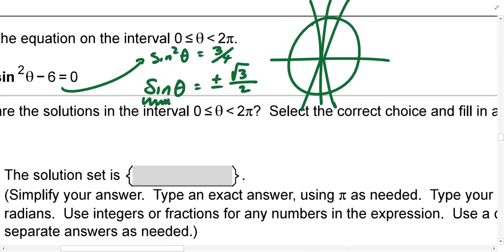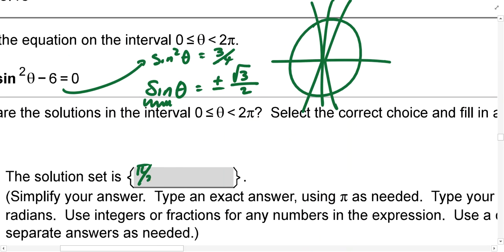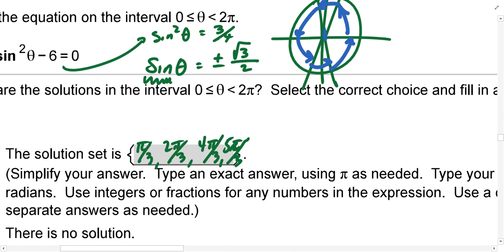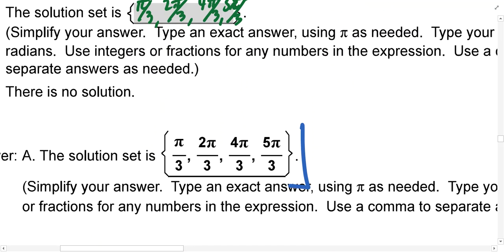Well, that's those positions. So we're dealing with pi over 3, 2 pi over 3, let's see, 3 pi over 3, 4 pi over 3, and 5 pi over 3. A little rusty with my unit circle, so I couldn't remember. But pi over 3 is easy for me to remember. There's 1 over 3, 2 over 3, 3 over 3, 4, 5, and 6 pi over 3. So 1 pi over 3, 2 pi over 3, 4 pi over 3, and 5 pi over 3. That seems to match the answer key just fine.